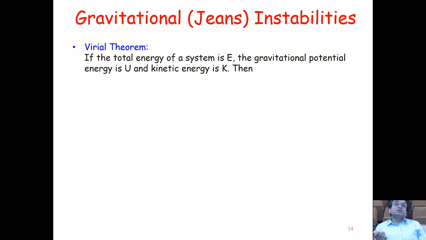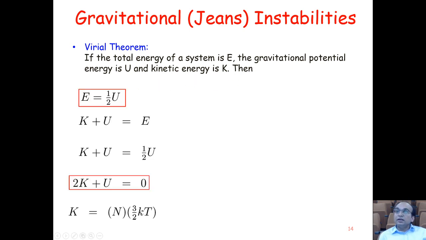First come to the gravitational instabilities, which we also call the Jeans instabilities, based on the name Jeans. It uses the Virial theorem. So what is that? If the total energy of a system is E, the gravitational potential energy is U and the kinetic energy is K, then the total energy is half of the potential energy. Where the other half of the energy goes, that is basically radiated away. So if K plus U is equal to E, then K plus U is equal to half U, and you can say in another form of the Virial theorem, 2K plus U is equal to 0. Here K is the kinetic energy, K is equal to 3 by 2 kT for one particle.